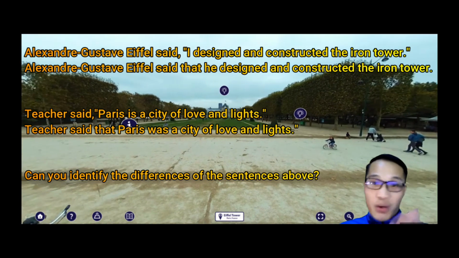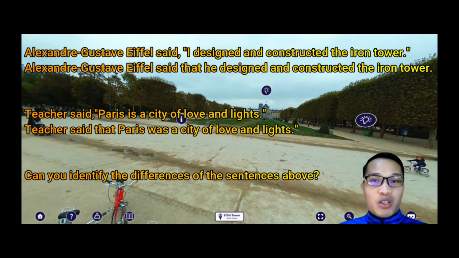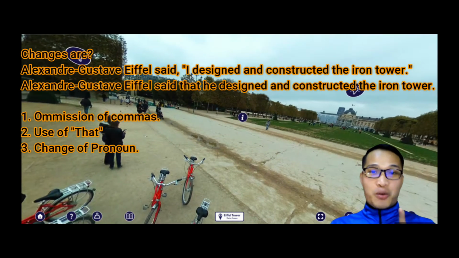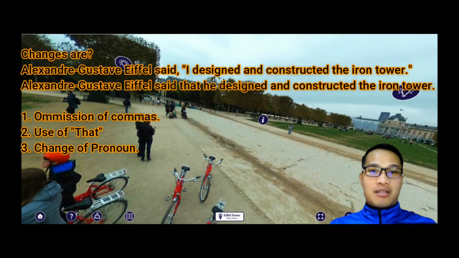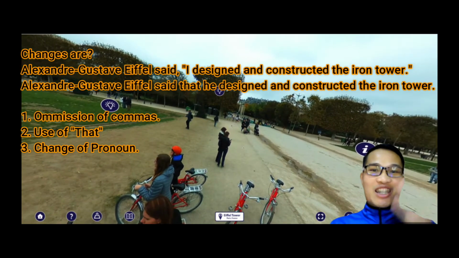Question, can you identify the differences of the sentences above? What have you noticed? Number 2, use of that. And number 3, change of pronoun.